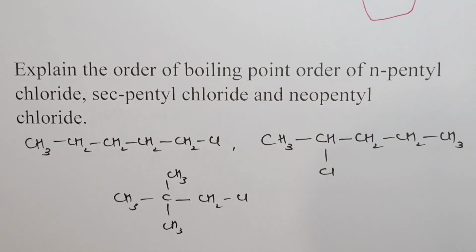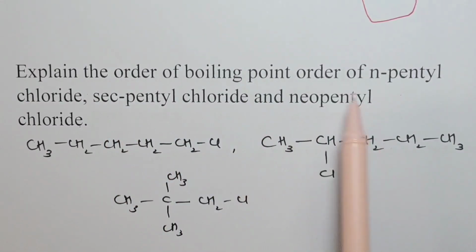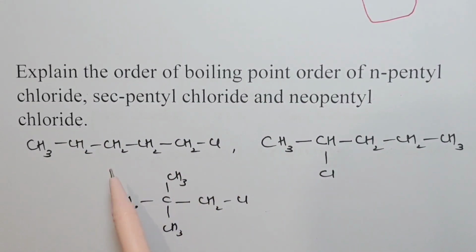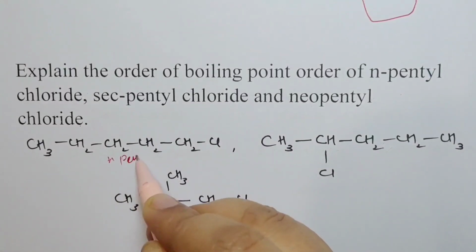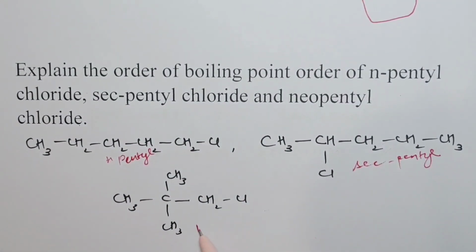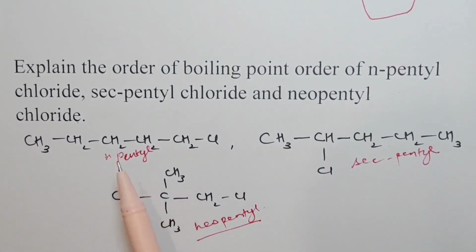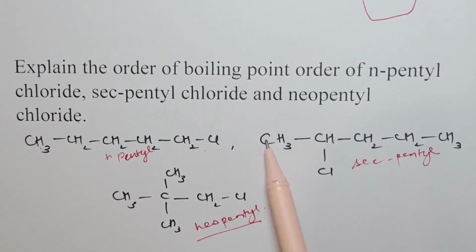Explain the boiling point order of n-pentyl chloride, sec-pentyl chloride, and neopentyl chloride. So these are the structures. This is n-pentyl chloride, this is sec-pentyl chloride, and this is neopentyl chloride. So you can see that n-pentyl chloride is straight chain. Here there is a little branching, and here there is a lot of branching.